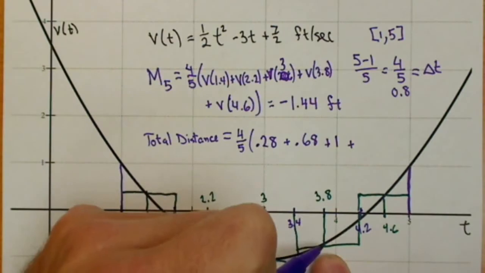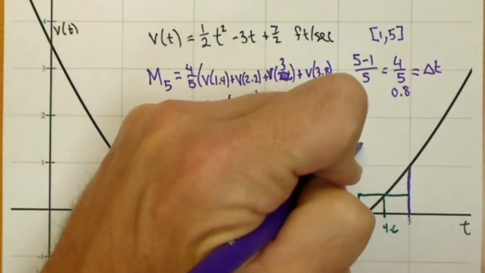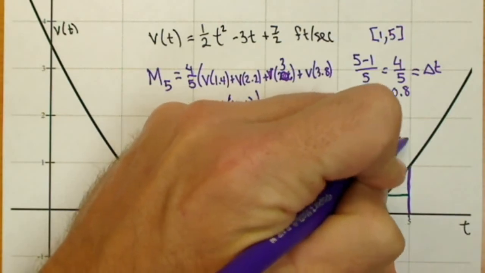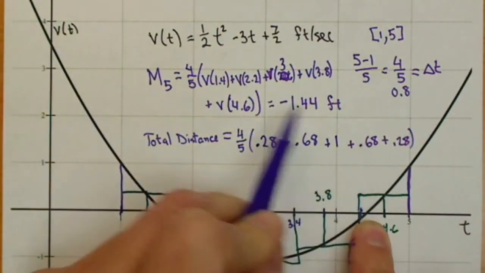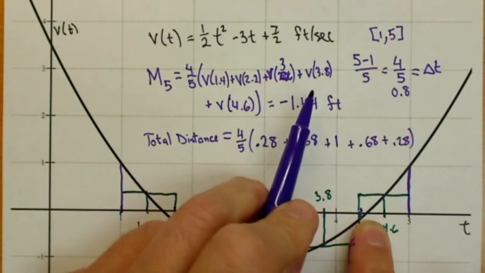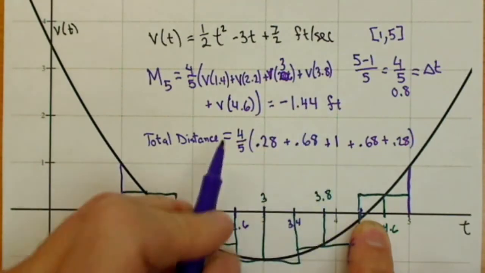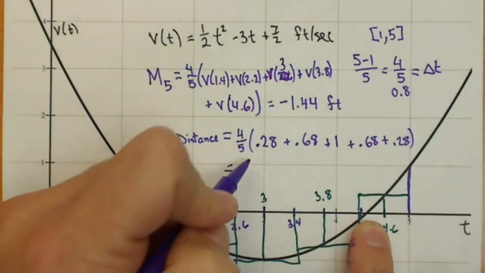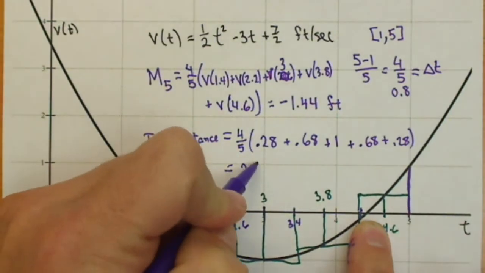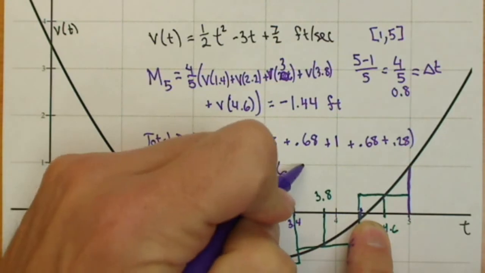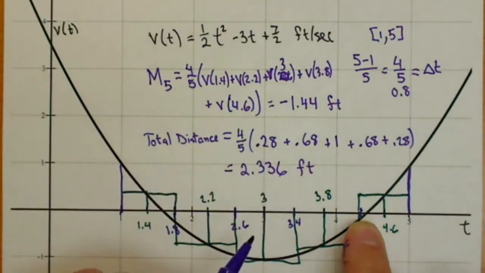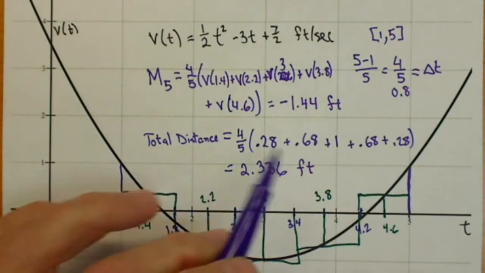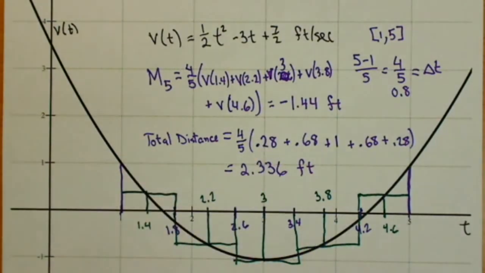Same thing with the other. This is also again a negative 0.68, so we're going to make it a positive 0.68, and then this was already positive, so it stays, so 0.28. So these three that were negative in the total position calculation, we forced them to be positive because we want the total distance traveled. And if you calculate that, you get 2.336 feet is the total distance he traveled if we count forwards and backwards. So you can see the difference between the two.